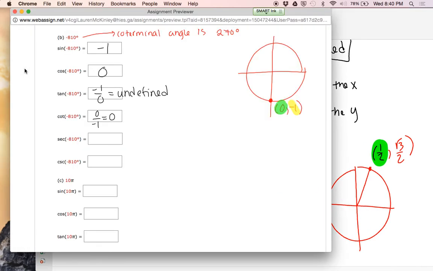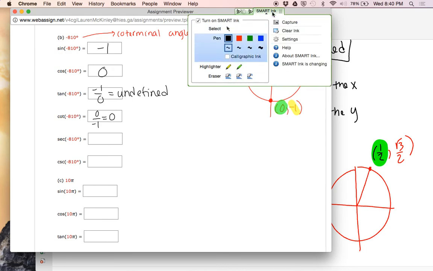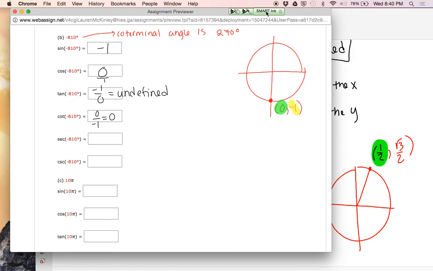So when I come back here to WebAssign, secant of negative 810, I'm flipping the cosine value. Now there is no denominator here, so I want to think about the denominator as just being 1. When I flip that, I get 1 over 0, which is undefined. Cosecant of negative 810, I'm going to flip the sine. So sine is negative 1 over 1. I'm going to flip it, it stays the same, so it's just negative 1.